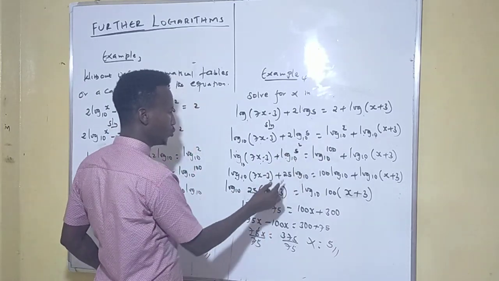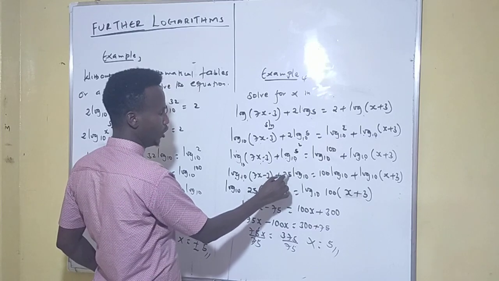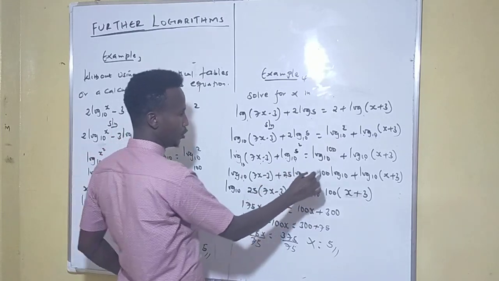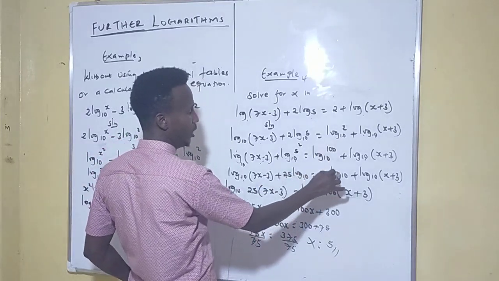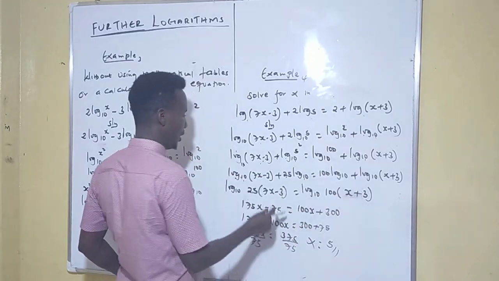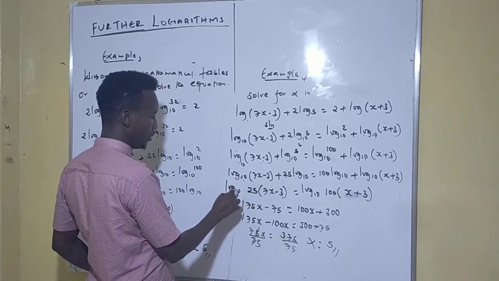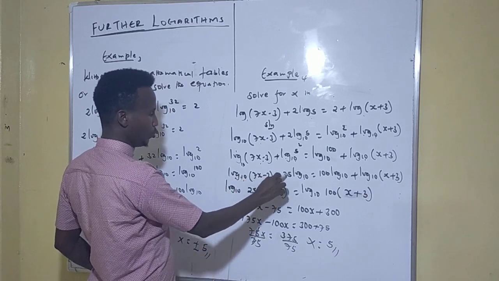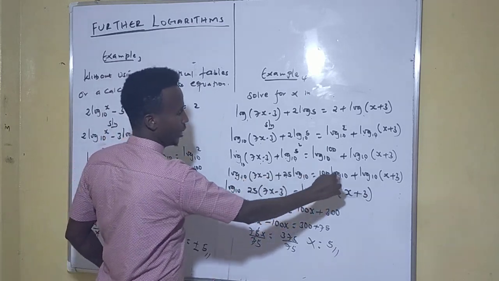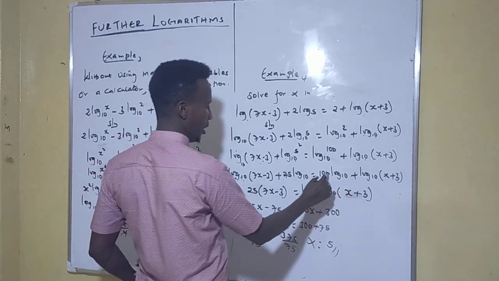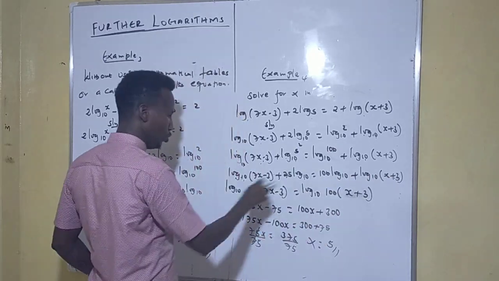5 squared, which is 25. So take this one and make it the coefficient. 25 log base 10 is equal to 100. Take this one to this side. 100 log base 10 plus this one. Then between these two we have a plus. So you multiply. Take log base 10, which is the common. 25 into this one. So you've got log base 10 outside. Take it. Then 100 times these two. So you delete these two.